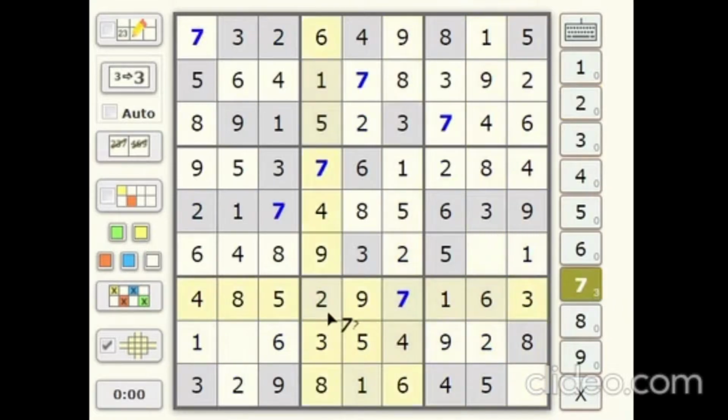Finally, the remaining cells will be filled with number 7 because the squares need a 7.